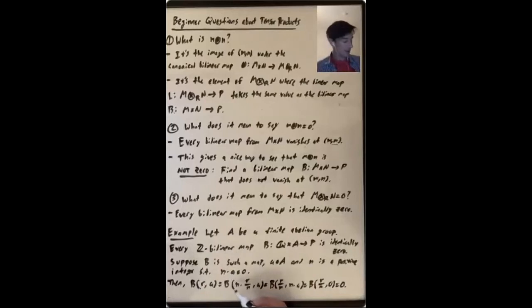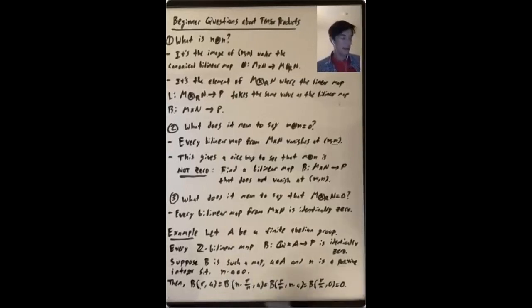So what is B of (r, a)? Well, it's the same as B of (n times r over n, a), because these are the same rational number. But then if this is a bilinear map, we can move this n from the first component to the second component. So this is B of (r over n, n times a). But that's B of (r over n, 0), which is 0. So what made this work is that the same way that we can move the action of a ring element from the first component to the second component in an elementary tensor, we can do the same thing in this bilinear map.